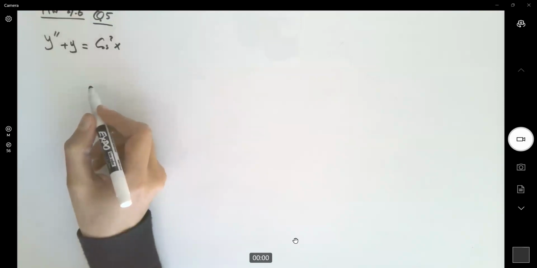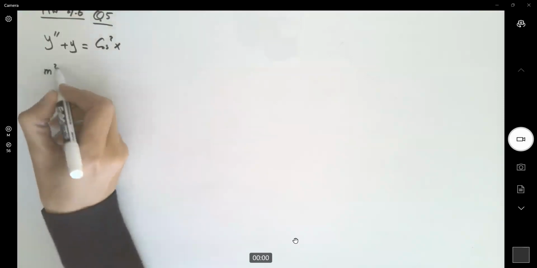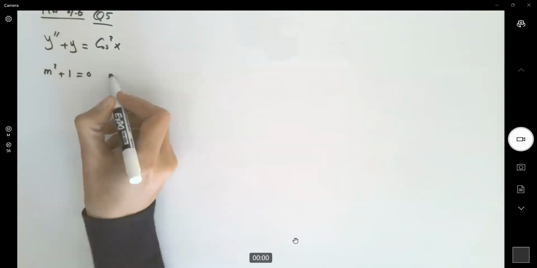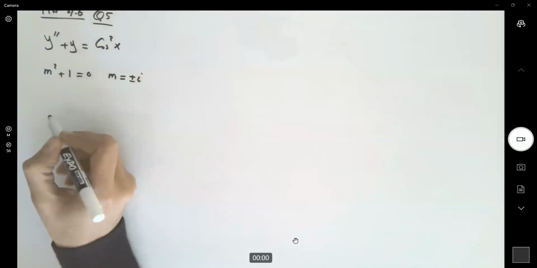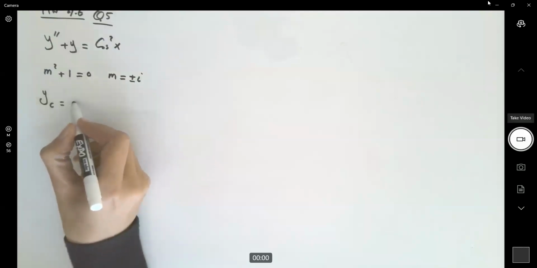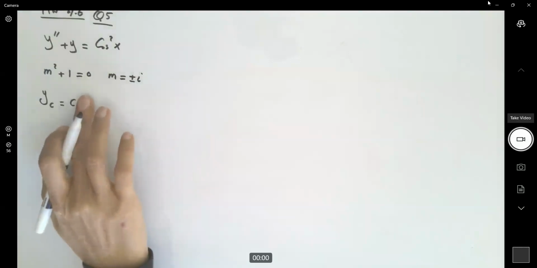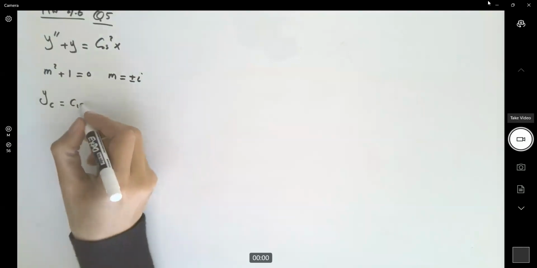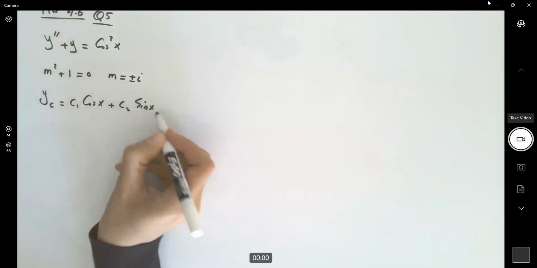Well, let us begin. What do we need? We need to find the auxiliary equation. m squared plus 1 is equal to 0. m is plus minus i. Well, as you can see, your complementary solution y sub c is equal to c1 e to the power 0 cosine 1x, so you don't need to write down e to the power 0. We get c1 cosine 1x plus c2 sine x.